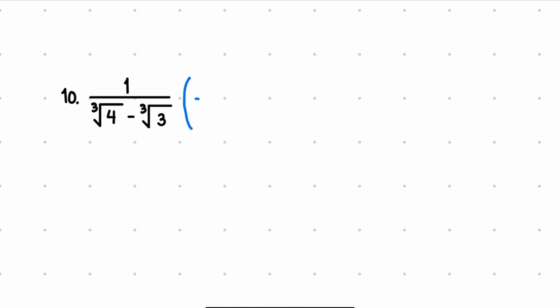So let's multiply out here. So we need the square of this one. So that would be cube root of 16. And then we need to get the product of this one. We'll have plus cube root of 4 times 3 is 12. And then lastly, we take the square of this one, which is plus cube root of 9. Okay, then let's just copy the denominator.